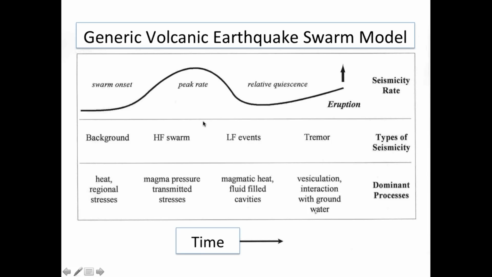And the reason this sort of scheme works, and why we call it generic, is high frequency swarms are typically deeper, low frequency events are shallow, and tremor is shallower still. So what we're seeing with this sequence of events and changing rates, changing type of events, is evidence of the ascent of the magma toward the surface. And that helps form the basis of our contemporary evaluations of seismicity for eruptions.